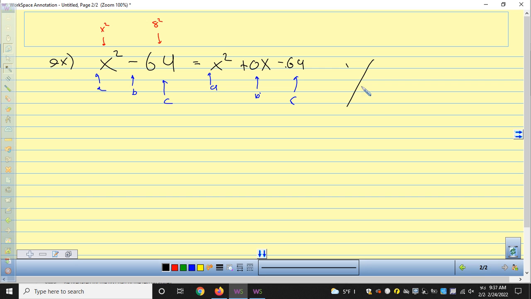So when we set up our cross, we're looking for 2 numbers that multiply to negative 64 and add to 0. And the only way that we can get a negative number when we multiply 2 numbers together is for one of them to be positive and one of them to be negative. So what 2 numbers are going to multiply to negative 64 and add to 0? How about 8? So this is going to give us x plus 8 times x minus 8.